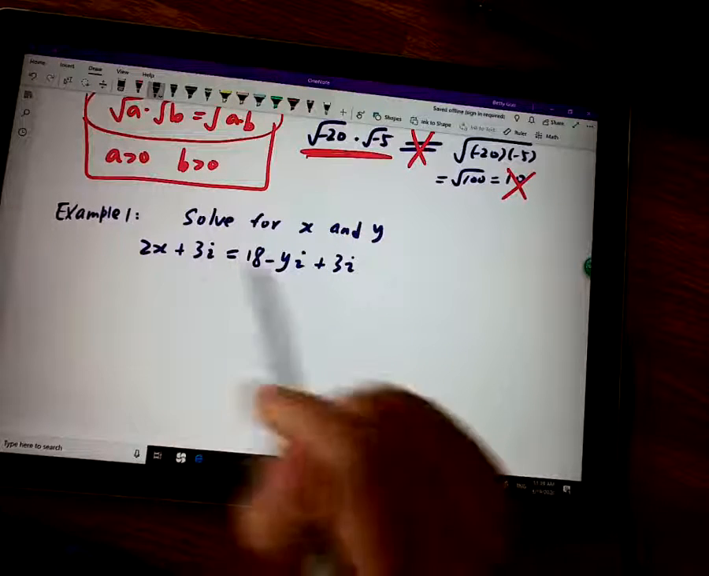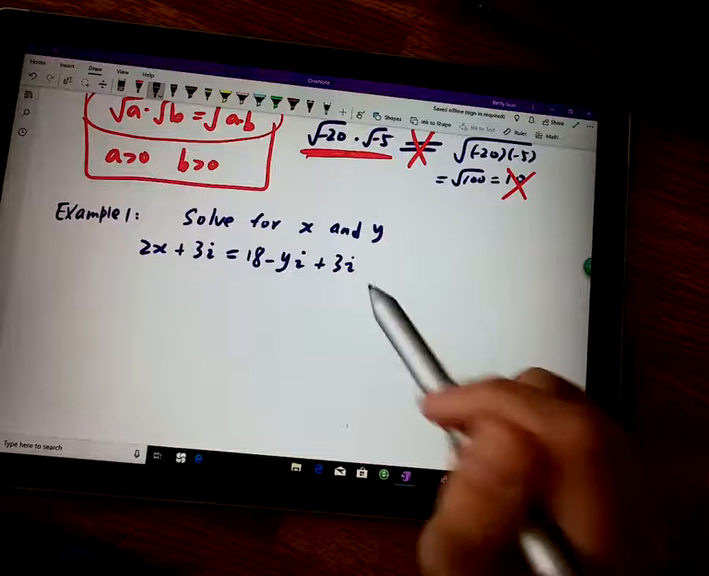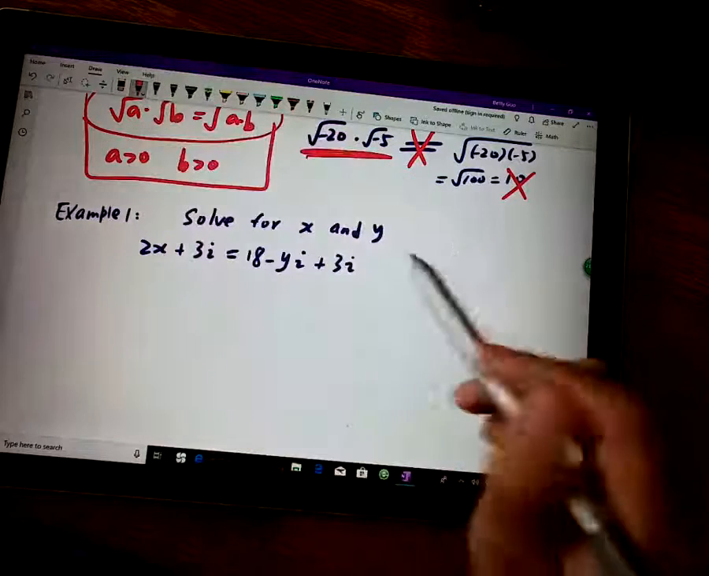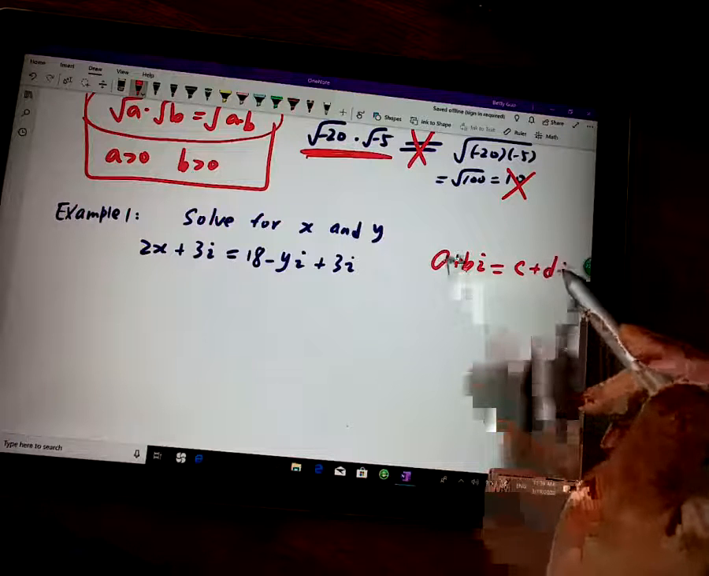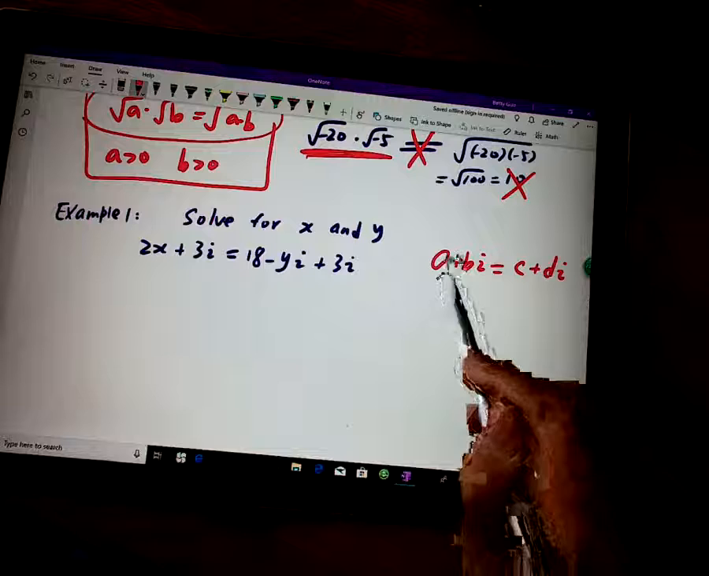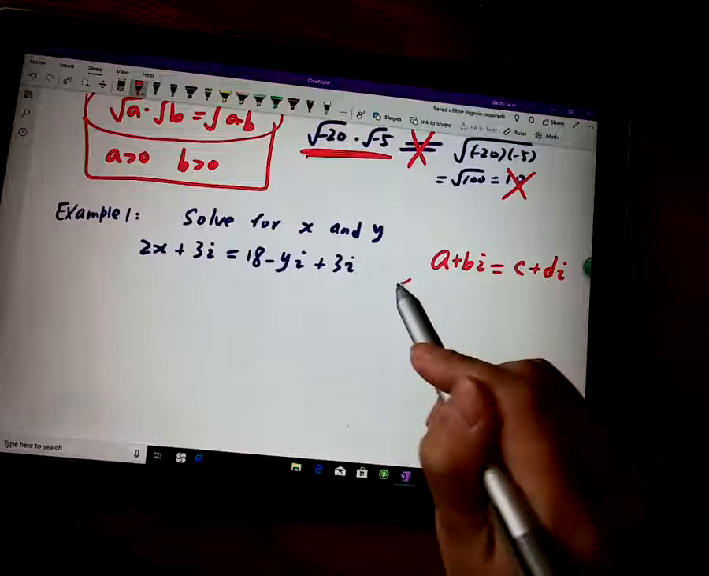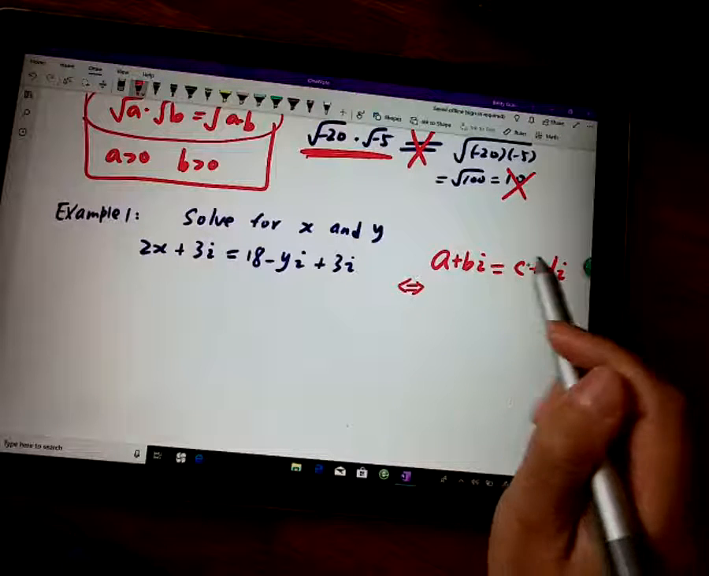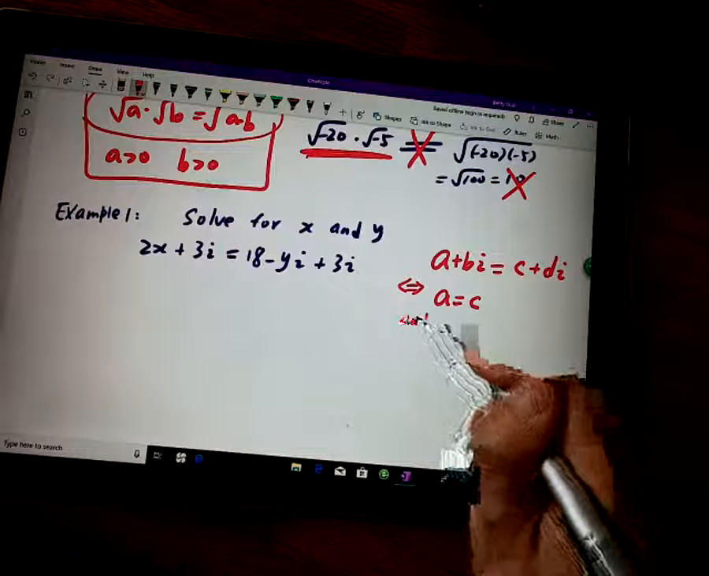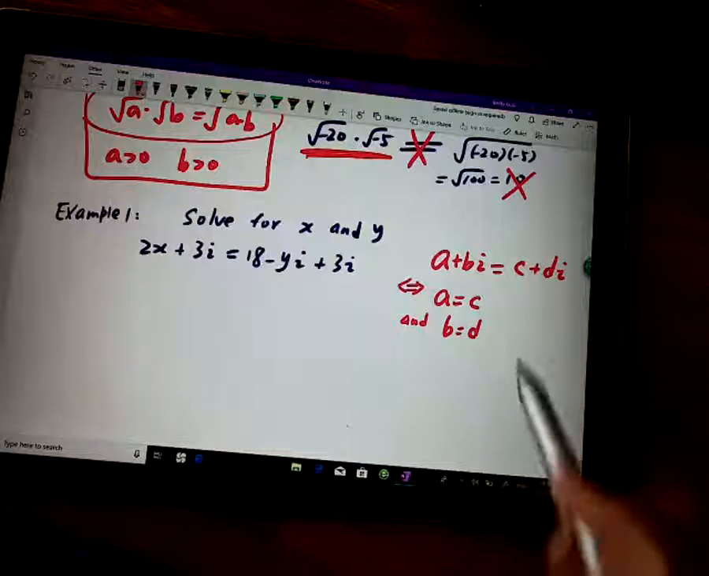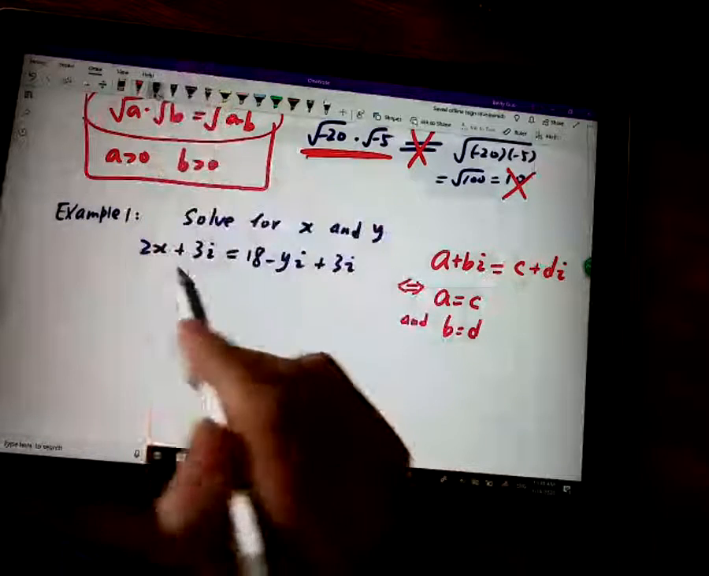Of course, you have other methods to solve this equation for x and y, but I'm going to apply the definition. What does it mean when we say two complex numbers are equal to each other? Two complex numbers are equal if and only if they have exactly the same real part and exactly the same imaginary part. Okay?